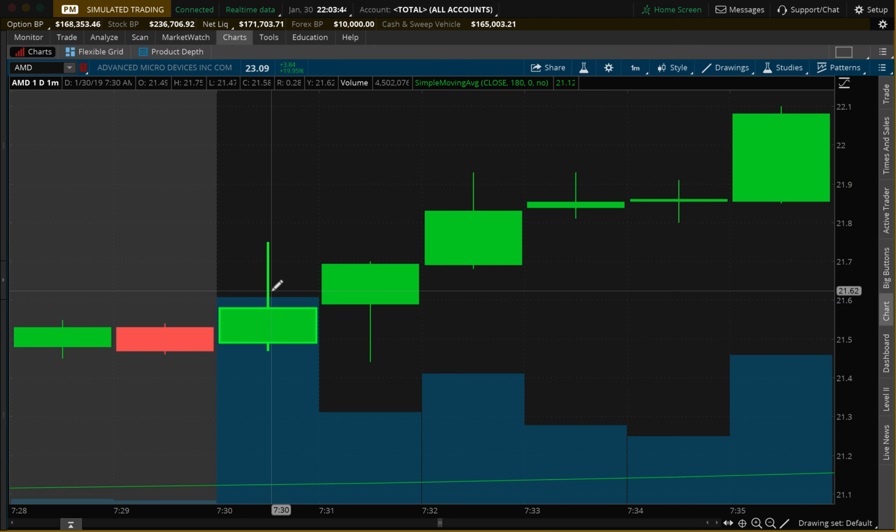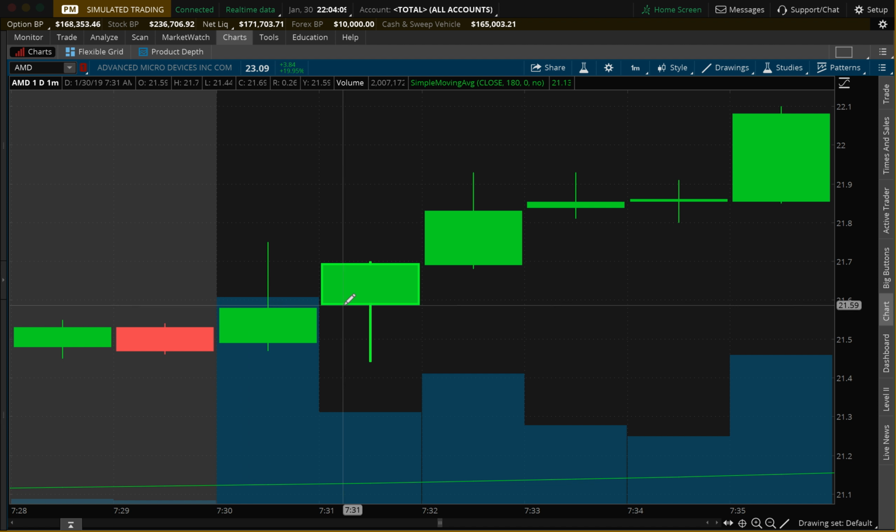How you bring the wicks into play is when this stock opened, it opened at 21.49. You can see that over on the right side of your screen. It sold off a little bit to 21.47 before the buyers came in and brought it all the way up to a high of this minute at 21.75. Sellers then came into the market, and at the end of this minute, it ended at 21.58.